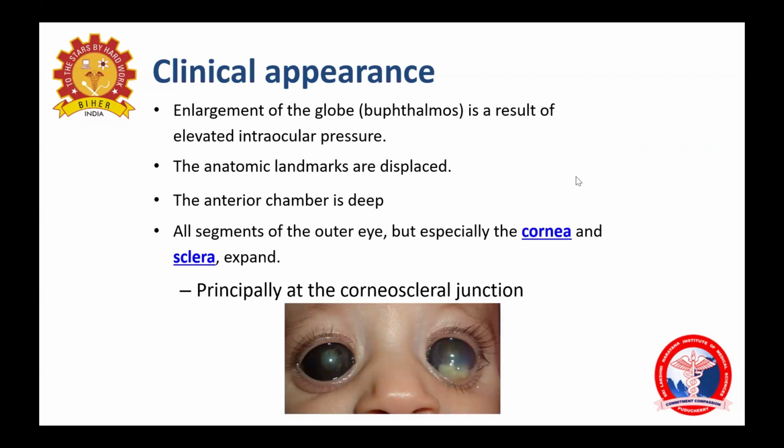The clinical appearance, as is evident in this picture, is enlargement of the globe. This is also called buphthalmos, and it is directly the result of elevated intraocular pressure. The anatomical landmarks are displaced, the anterior chamber is deep, and all the other segments of the eye, especially the cornea and the sclera, expand, principally at the corneoscleral junction. You can see that this is where the whole thing is expanded.